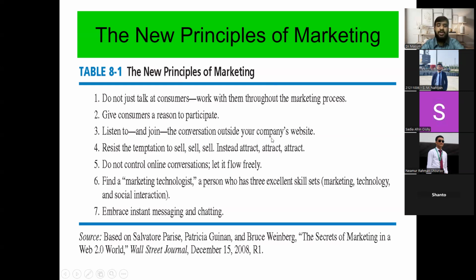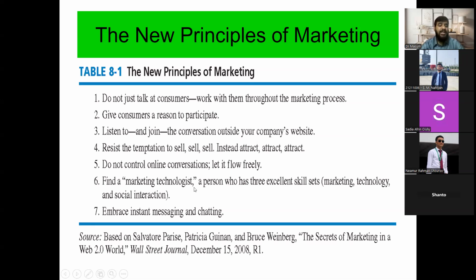Listen to and join the conversation outside your company's website. So not only the website page, go to their home, to what they are thinking about the product, service, market. Resist the temptation to sell, and sell. Instead, attract, and attract. That means you have to create attraction, not try to sell. Do not control online conversations. Let it flow freely. That means if you find any negative words in online conversations, do not try to stop it. Allow them to discuss, because it makes you aware of the consumers' choices.